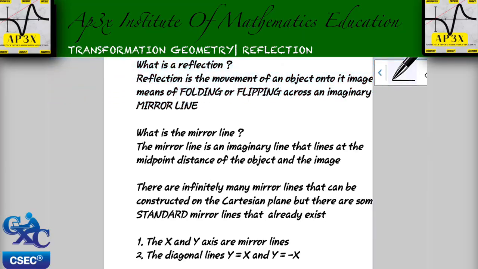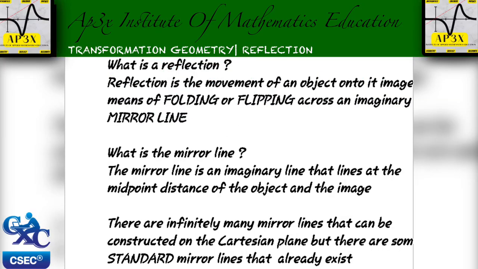So what we're looking at here is, first of all, what is a reflection? A very simple layman's definition is that a reflection is the movement of an object, which we already discussed can be a shape, a point, 2 points, or just a series of points that forms some sort of shape. So we're going to be moving the object onto its image, but we're going to be folding, so to speak, flipping the object over what is known as an imaginary mirror line.